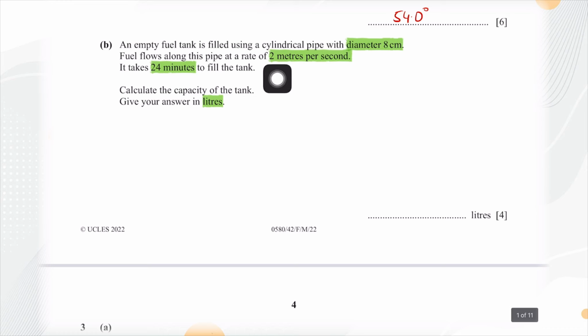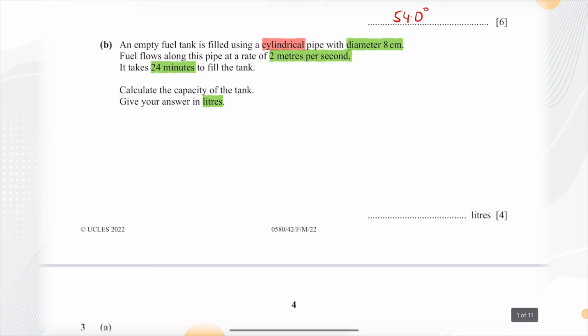have to do. So an empty fuel tank is filled using a cylindrical pipe with diameter 8 centimeter. Okay, so the shape that we're dealing with over here is a cylinder. Okay, fuel flows along this pipe at a rate of 2 meters per second. It takes 24 minutes to fill the tank. Calculate the capacity of the tank. Give your answer in liters.